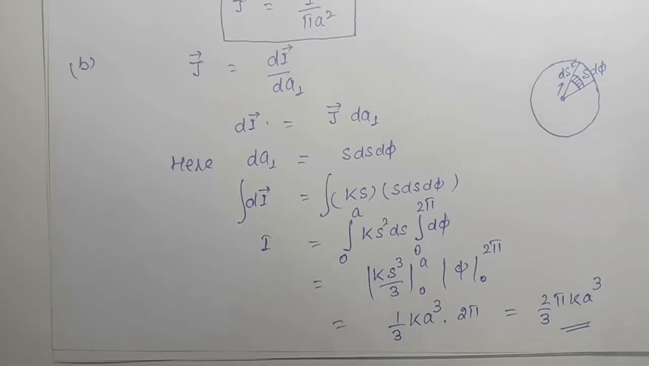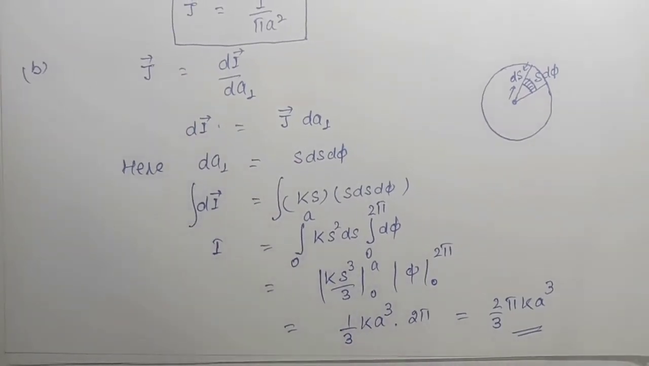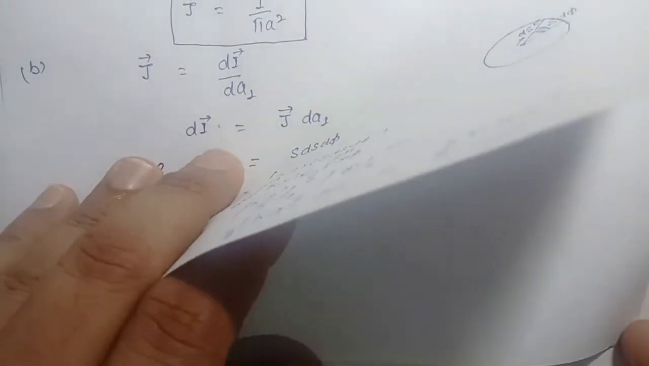Here we simply substitute the value of dA perpendicular, which is s ds d phi, in the basic equation, and we get the current equal to 2 over 3 pi k a cube. Okay, then we will discuss the second problem.